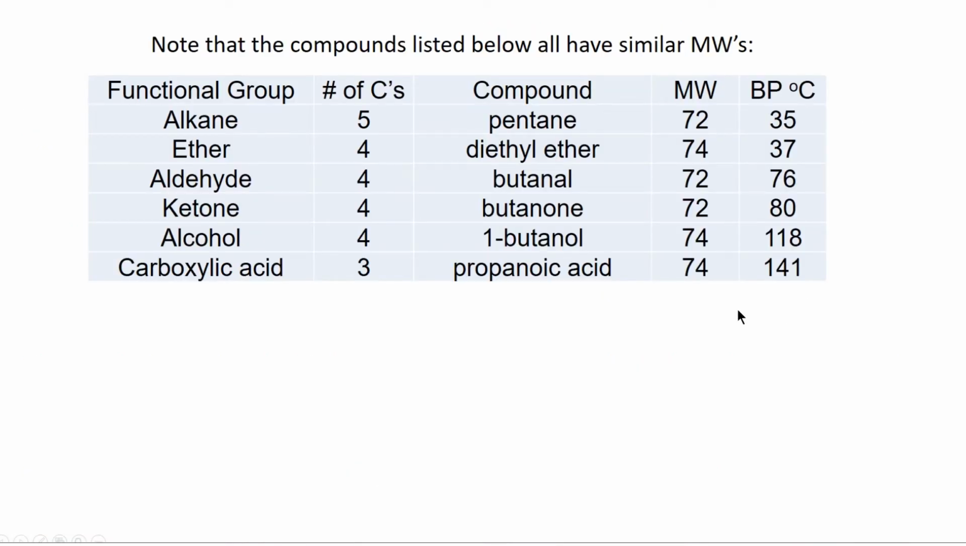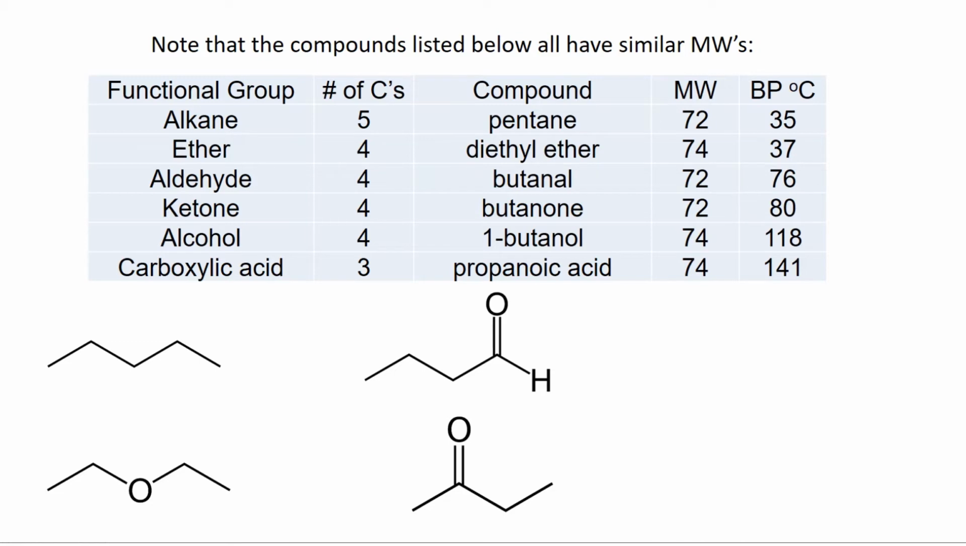So let's take a look at a few. Alkane, pentane, has a boiling point of 35. Ether, diethyl ether, for an example, my favorite, has a boiling point of 37. Aldehydes and ketones are often very similar, 76 and 80, and that's because we have a dipole moment going on. This carbon's partially positive, this oxygen's partially negative. Same thing here. So we have some dipole moments going on.